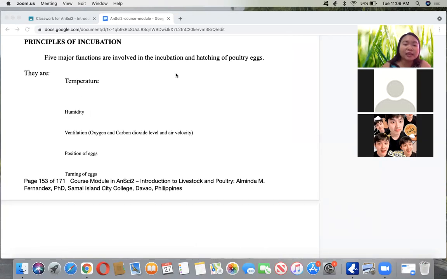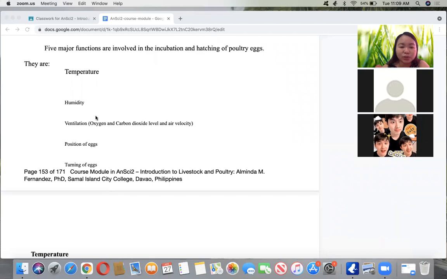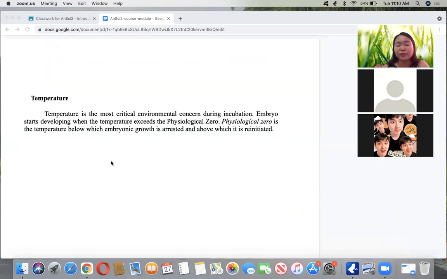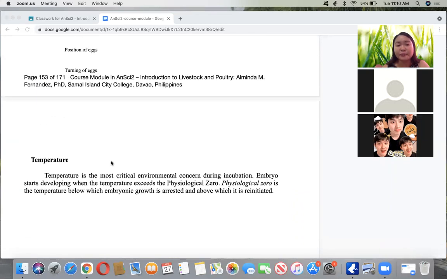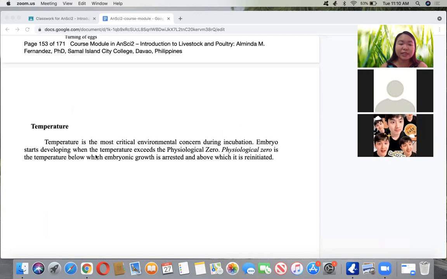And so in incubation naman, there are 5 major functions or principles involved in incubation and hatching of poultry eggs. These include temperature, humidity, ventilation, like oxygen, carbon dioxide level, and air velocity, as well as the position of eggs and turning of the eggs. From the previous video, you have seen the improvised one made of carton box. So, kailangan talaga siya i-turn yung eggs, no?